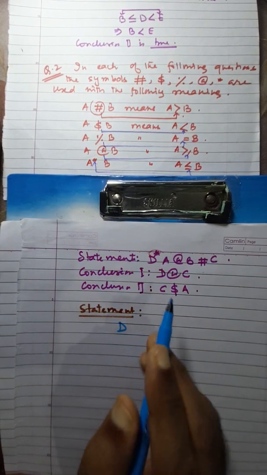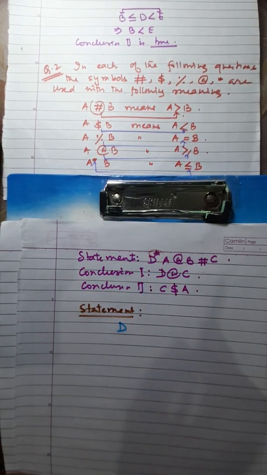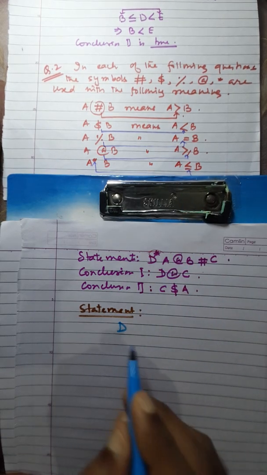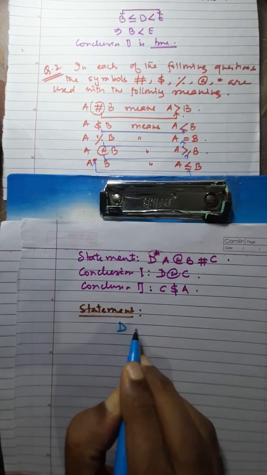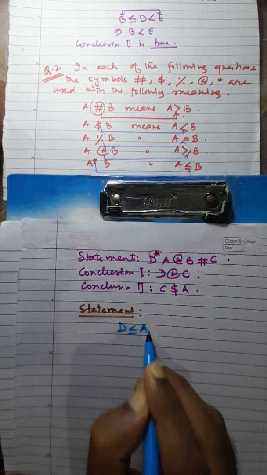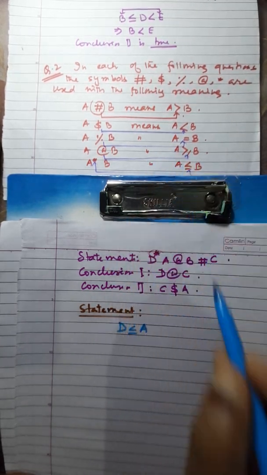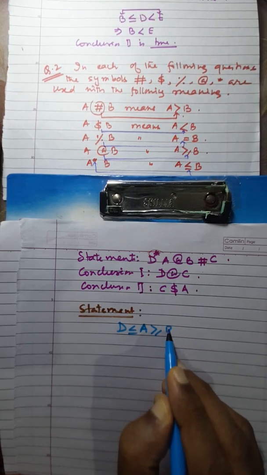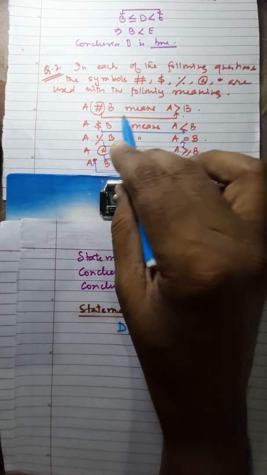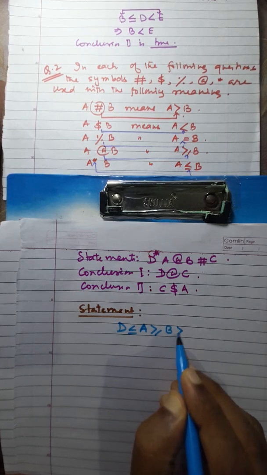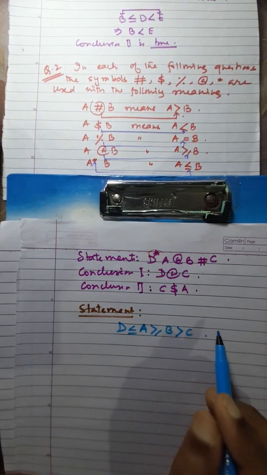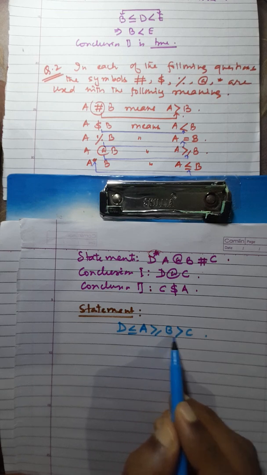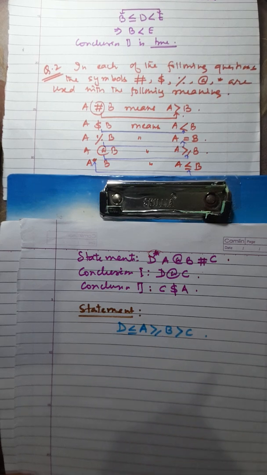D asterisk means less or equal to B. That is, D is less or equal to A, at the rate is greater than or equal to B, hash is greater than C. D less or equal to A, greater or equal to B, greater than C. Conclusion 1.